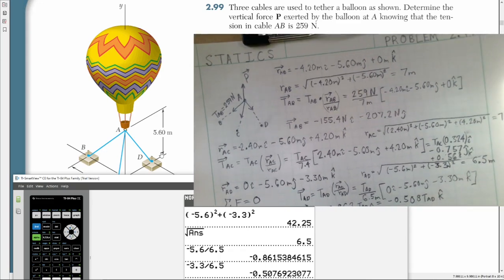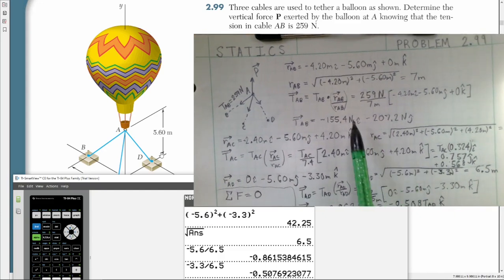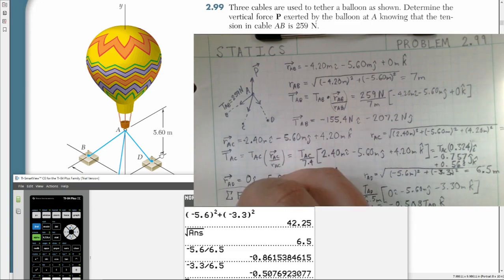Okay, so now going back to what I was saying a minute ago as far as involving the unknowns, we know the component for tension AB. We do not know the tension component for AC, and there is no tension component in the x direction, the i hat direction, for tension AD, which means there's one unknown, tension AC, if we sum force in the x direction. So let's say we're in static equilibrium. The vertical force P is acting up on the balloon.